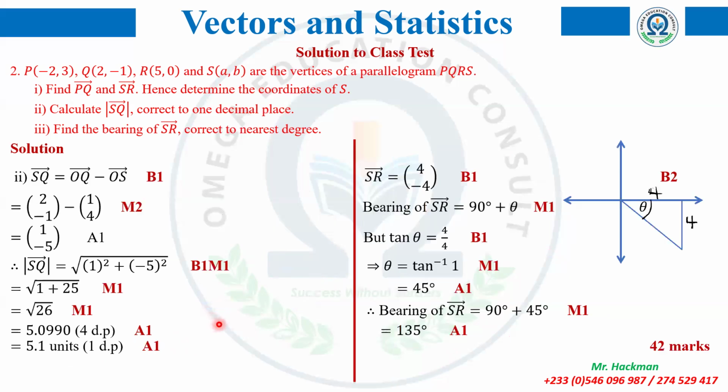Now we are going to look at part II. What are we supposed to find? We need to find the magnitude of the vector SQ. Before you can find it, you need to know the vector SQ itself. Do you know the vector SQ so that you can directly find its magnitude? No. So the first thing to do is to find that particular vector. SQ vector will be equal to OQ vector minus OS vector, and that will be equal to OQ, OS.